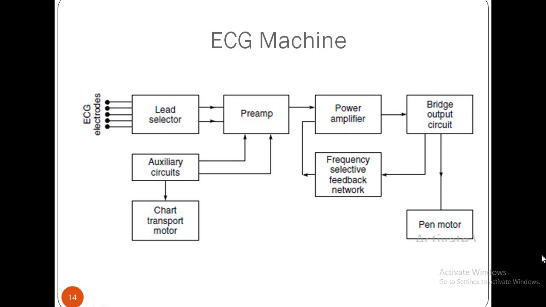Frequency selective network is an RC network which provides necessary damping of the pen motor and is preset by the manufacturer. The auxiliary circuits provide a 1 millivolt calibration signal and automatic blocking of the amplifier during a change in the position of the lead switch. It may include a speed control circuit for the chart drive motor.